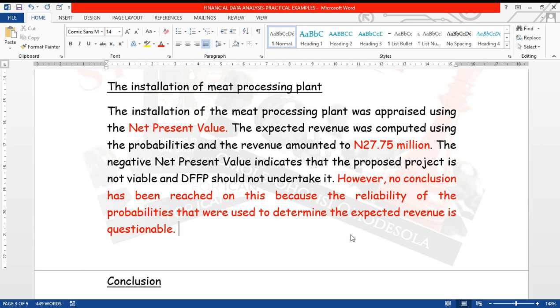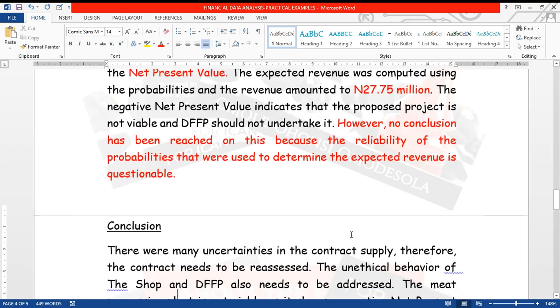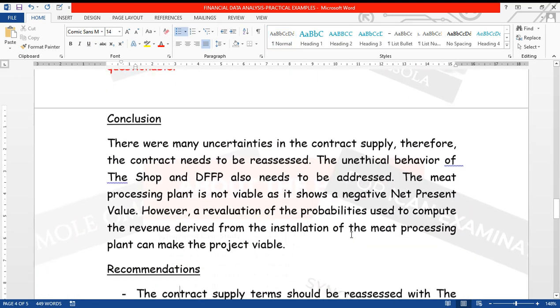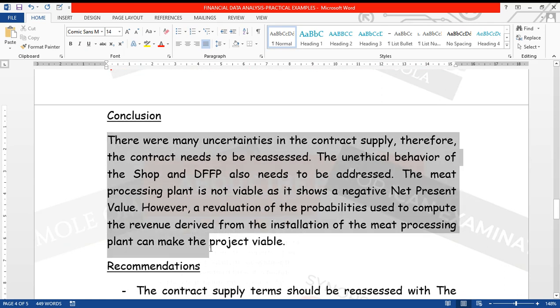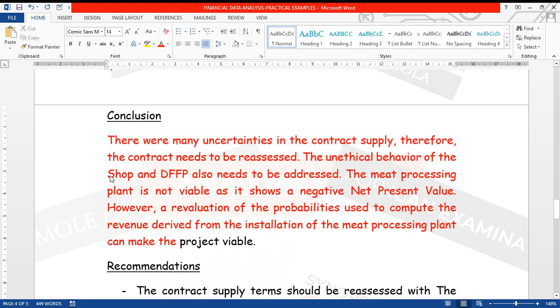So we're looking at the two sides. Then after you talk about that, you conclude: there are so many uncertainties in the contract supply. Therefore, the contract needs to be assessed, reassessed. They need to reassess it, just like we said earlier. The unethical behavior of the shop and DFFP also needs to be addressed. They need to address their unethical behavior. That thing they're doing is not good.